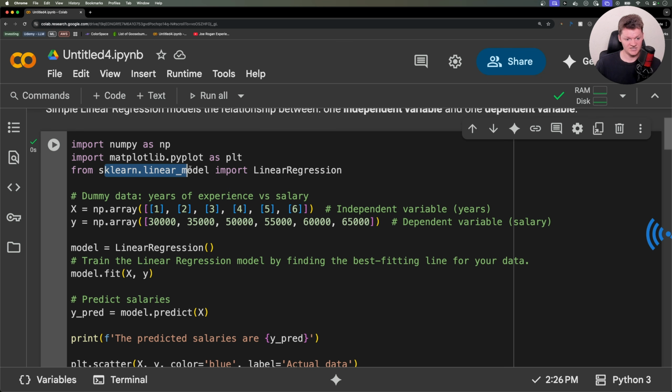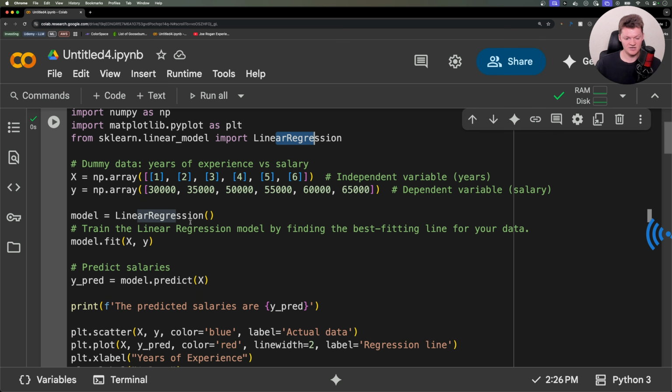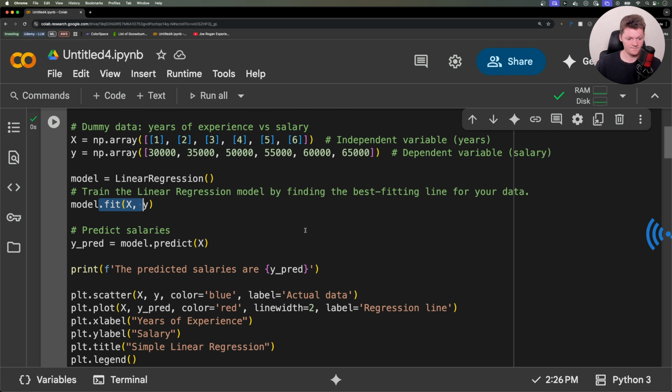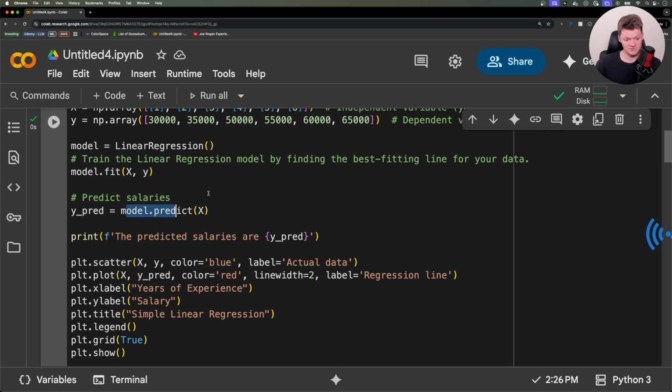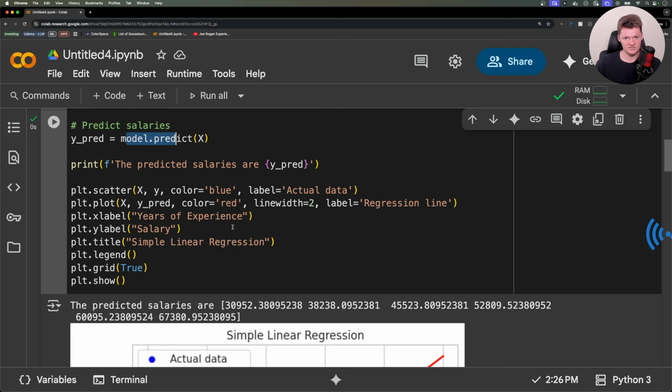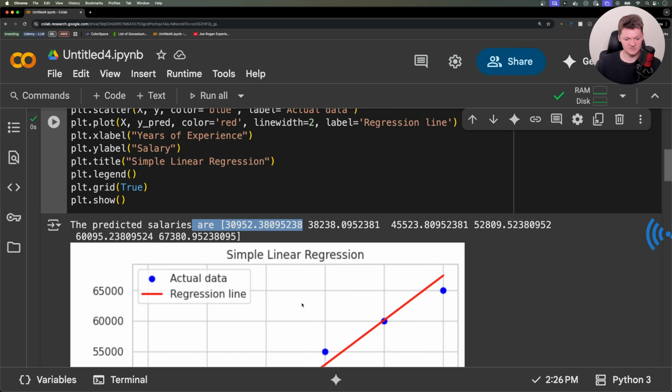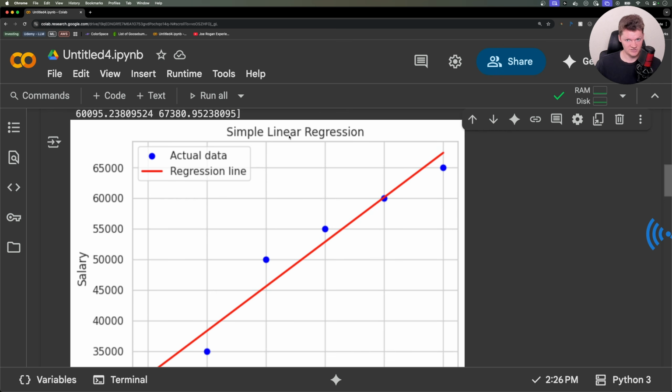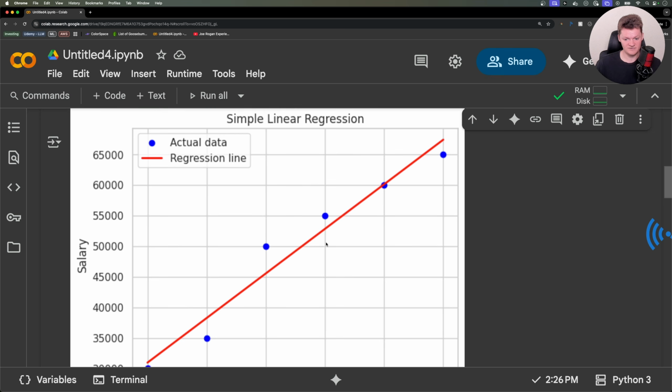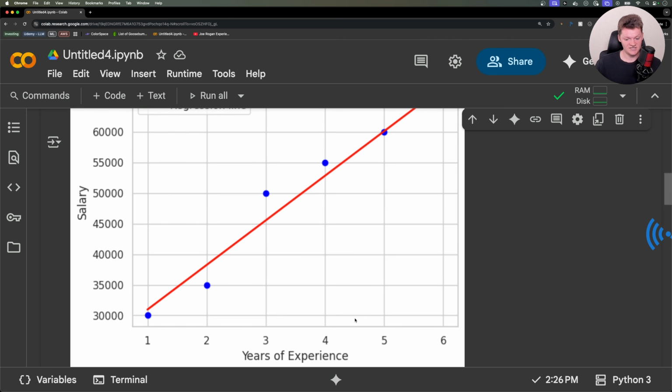What we can do with scikit-learn, so all these Python libraries that give us all these methods out of the box, is use simple linear regression right here. We train the linear regression model by fitting the best fitting line to our data, and then we can just use model.predict to predict the salaries. If we log these out, we can see what the predicted salaries are, and then our simple regression line, where we have our actual data, which are these points, and the regression line that it predicts. Let's say at 4.5 years of experience, you would probably be around 57,000 in salary.